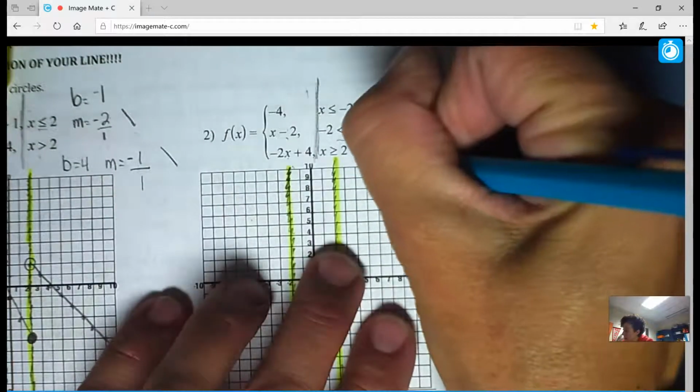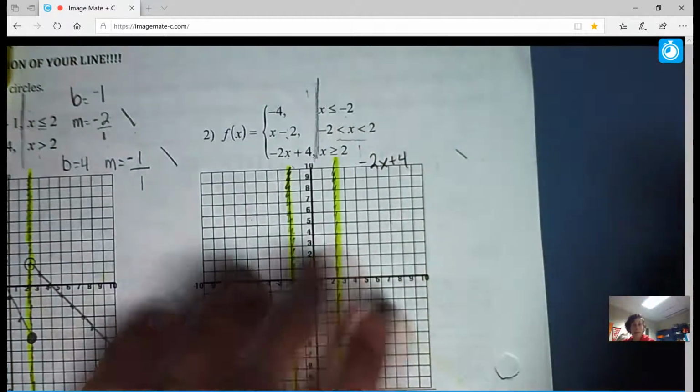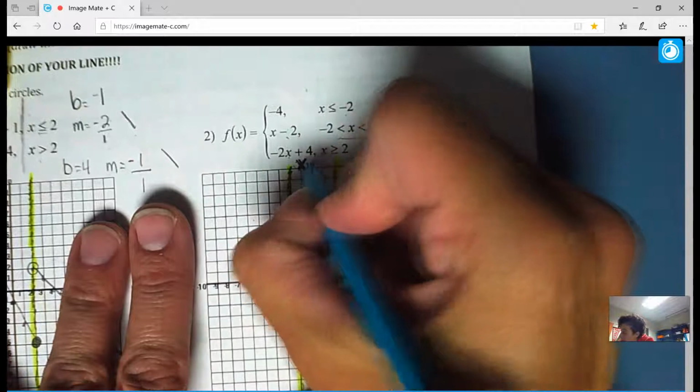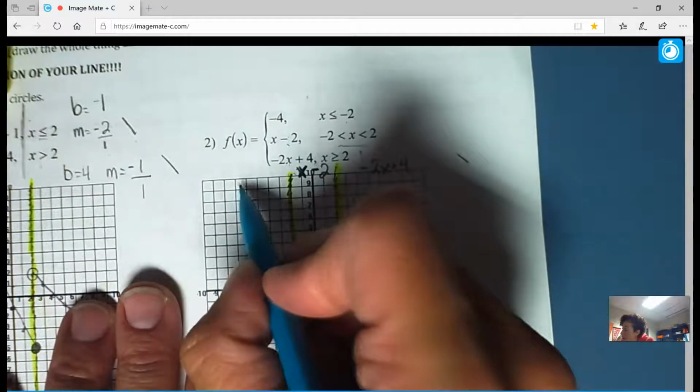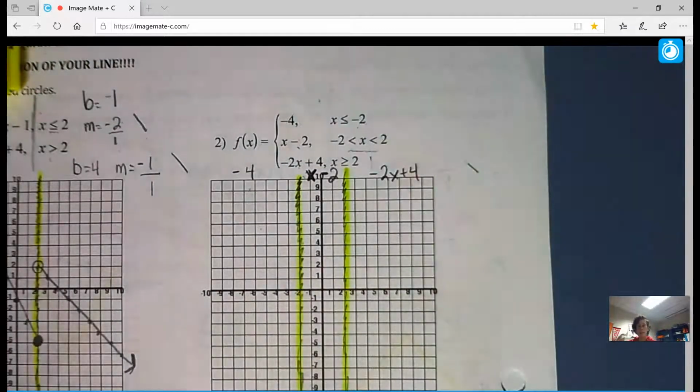So in this section, I'll be putting the line -2x plus 4. All right? In this section, I'll be putting, I'm going to erase this line now too, I'll be putting x minus 2. And then over here, I'll just be putting the line -4. So that's kind of a reminder of what's going to go where.